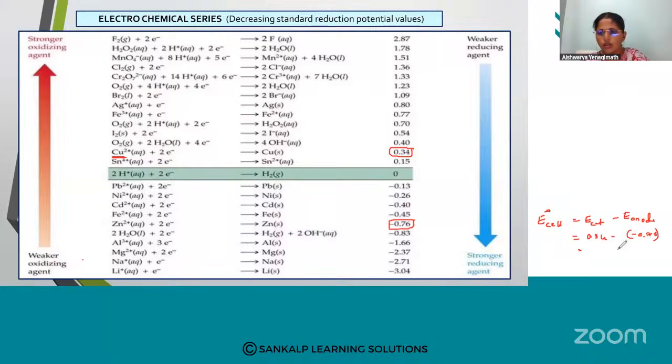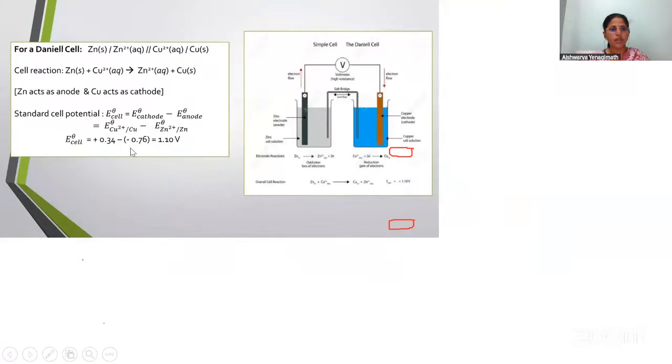So here you get the answer. That is what being is shown. Using the values, you can write. Using the values, you can find the electrode potentials, and that is being shown here, right? So here we have it. So see here. It is 1.1 volt. So plus 0.34 minus of minus 0.76, minus of minus becomes plus. So standard cell potential is 1.1 volt for a Daniel cell.